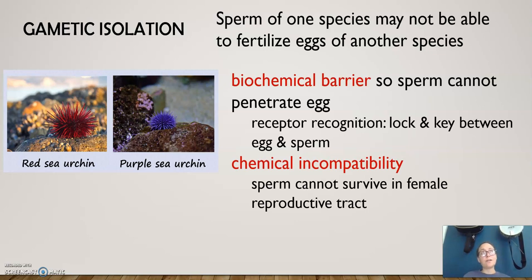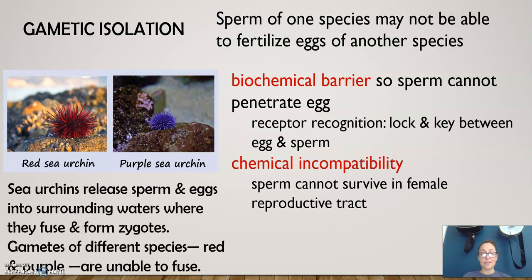This is also important in pollination, when pollen, which is plant sperm, is carried in the wind, landing on all different kinds of plants, but it will only fertilize its own species. So there are two reasons for gametic isolation. You could have a biochemical barrier or a chemical incompatibility. But for one reason or another, the gametes do not form a zygote.